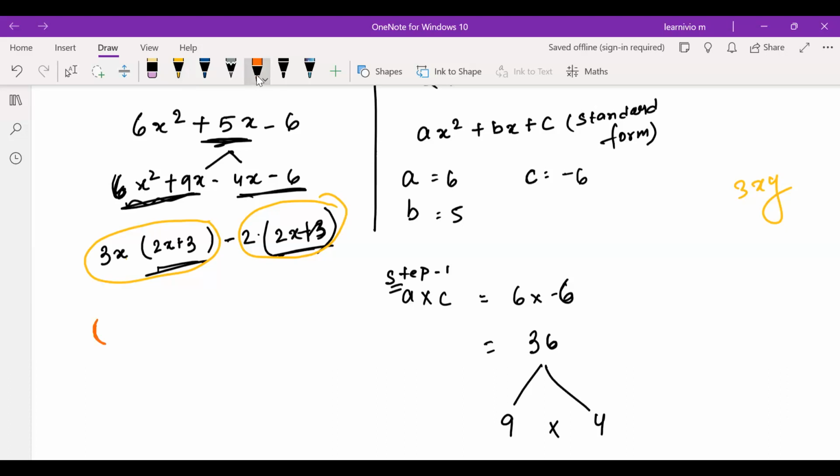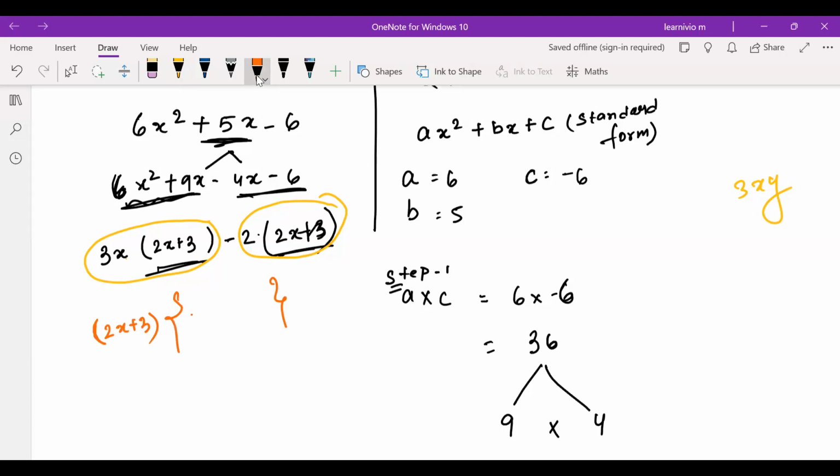2x plus 3. Yes, exactly. 2x plus 3 is common. And if I tell you to write the remaining part, what will be there? 3x minus 2. From the circle, what is remaining?